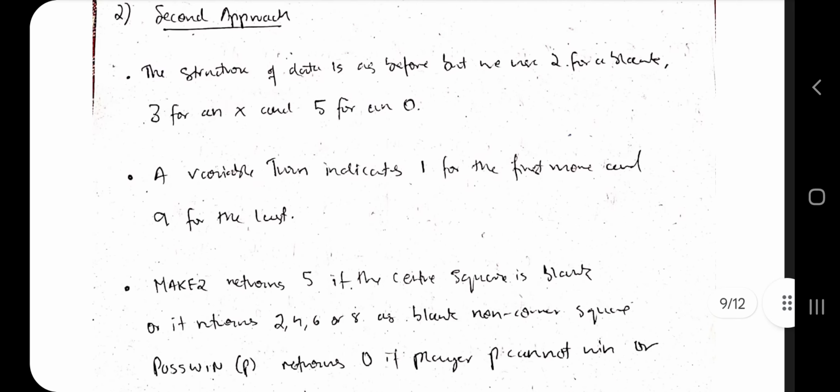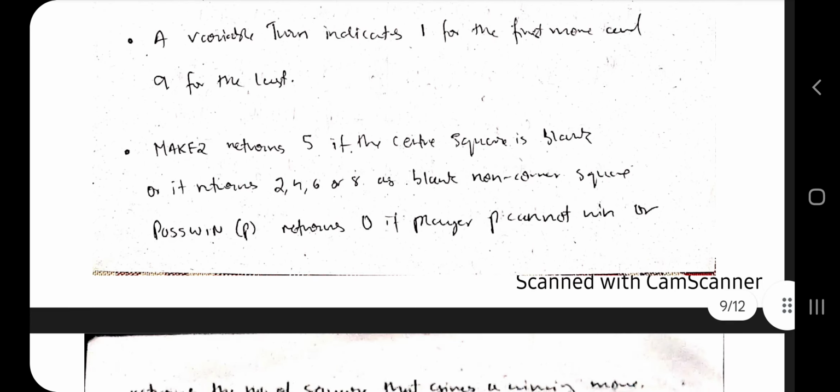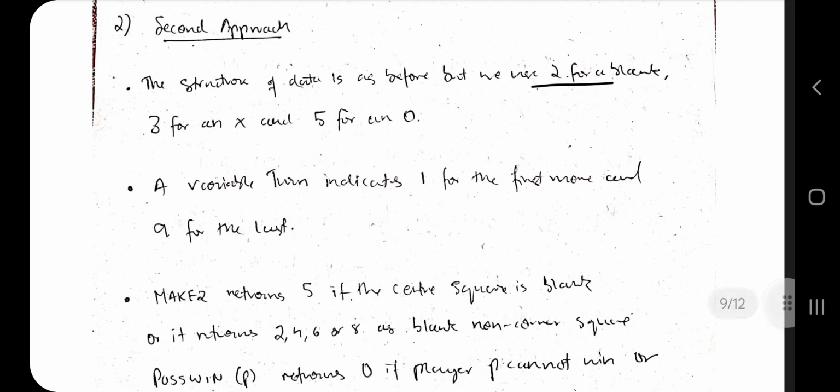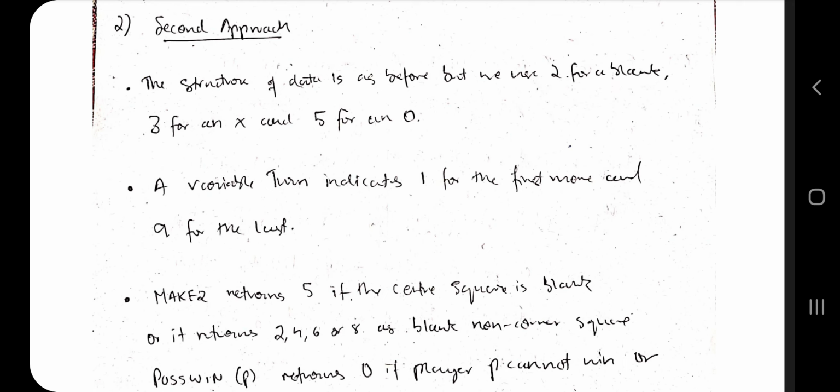The second approach is the same as the previous one, except that we use 2 for a blank, 3 for an x, 5 for an o, because it makes the calculation easier. There's a mathematical proof behind it. So what you need to keep in mind is that in the second approach we use 2 for a blank, 3 for an x, 5 for an o, and there is a variable turn which indicates 1 for the first move, 2 for the second move, 3 for the third move, and 9 for the last move. So it denotes the moves and the values here.